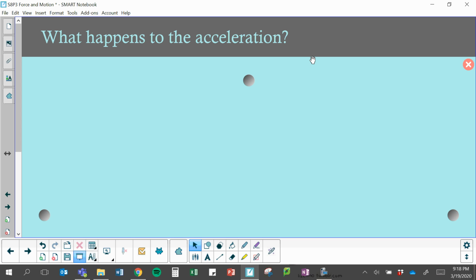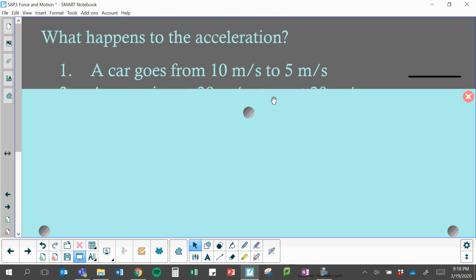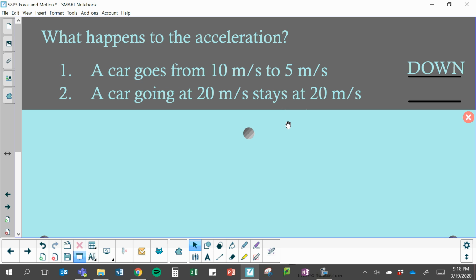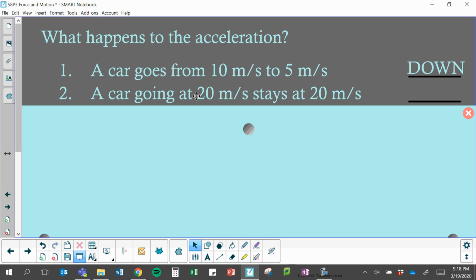So we're going to go through some examples, and figure out what's happening to the acceleration in each example. Number 1, a car goes from 10 meters per second to 5 meters per second. In this case, acceleration is going down. We have a negative acceleration. It's slowing down. Number 2, a car goes from 20 meters per second and stays at 20 meters per second. In this case, we are not accelerating. Acceleration is 0. We're not speeding up, we're not slowing down. We're staying the same speed.